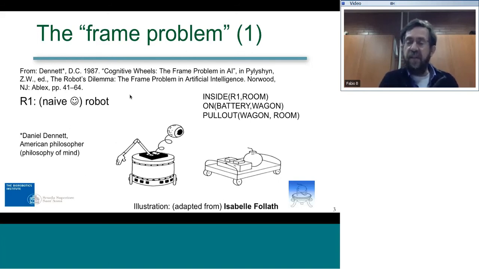So this is the line: on battery wagon. You see that the battery is on the wagon, so you have to take it out because you want to use it. You take it out of the warehouse: pull out wagon, room. But since this is the first implementation of our fictitious robot, it doesn't consider that there is the bomb.